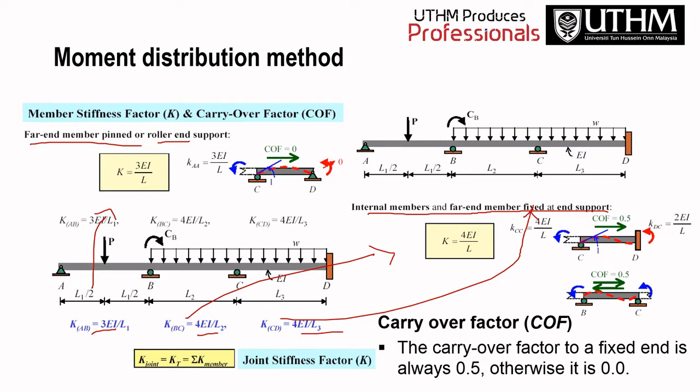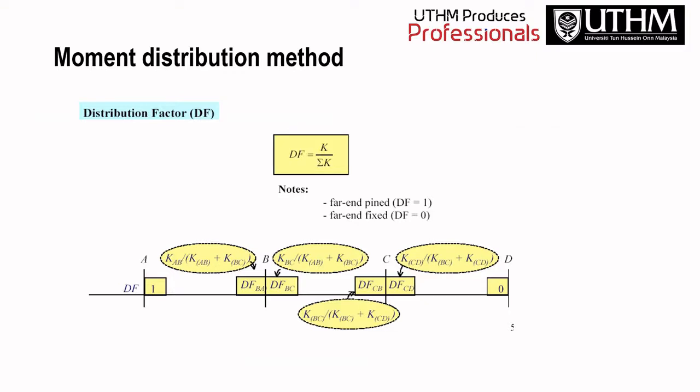So the carryover factor to a fixed end is always 0.5, and otherwise it is 0. Only if it is a fixed end do you give 0.5. Otherwise, if it's a roller or pin, it is all 0. Okay, so the distribution factor: how do you calculate DF? DF is equal to K over K total.